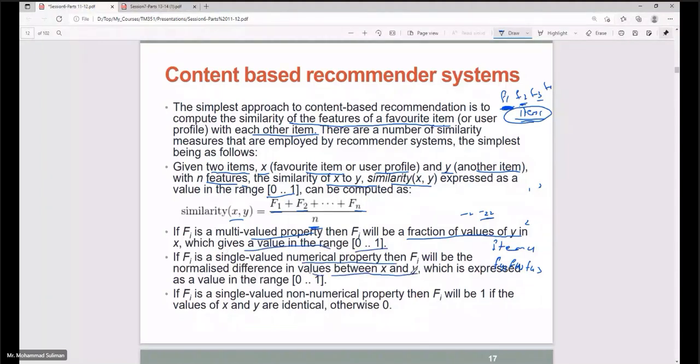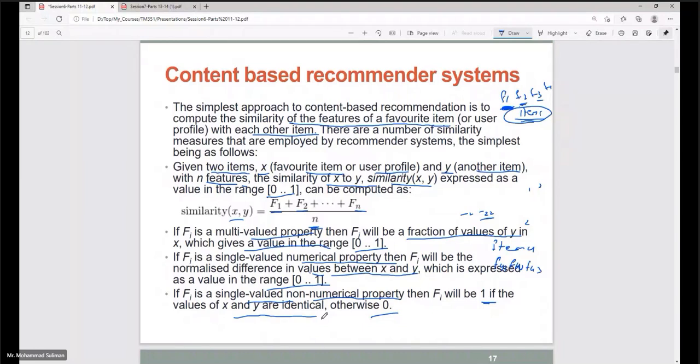Okay, so three possibilities. It is a multi-value property, or it can be a single value property, or it is a non-numerical property. In case of a non-numerical property, we'll take 1 if the feature between x and y is identical, otherwise we'll take 0. If it is a multi-value property, then it goes in the range of 0 and 1. And if it is a single value property, that can also be expressed as a normalized difference in the range of 0 and 1.